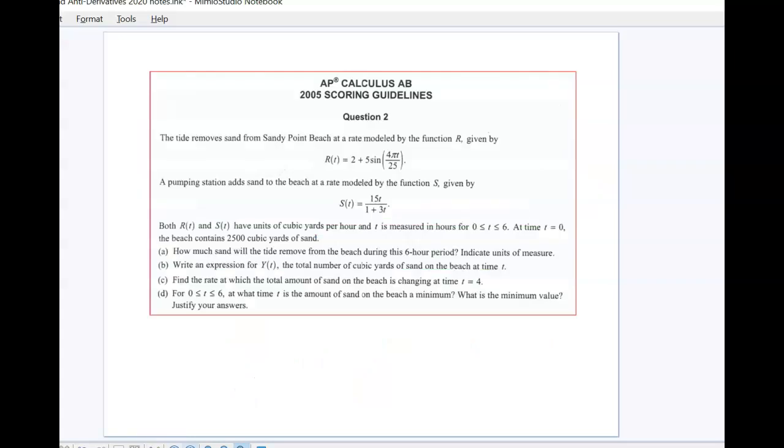Okay, we're going to pause the video there. We'll continue this in our next video when we look at some more applications from the AP exams of definite integrals.